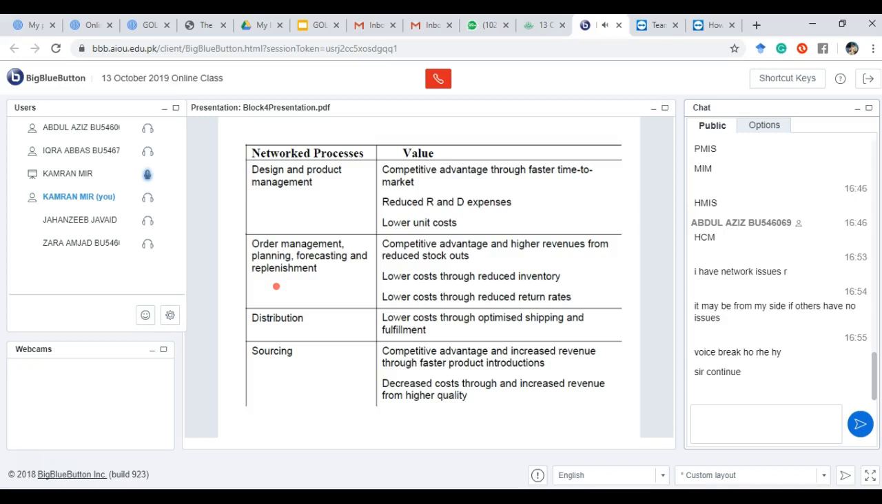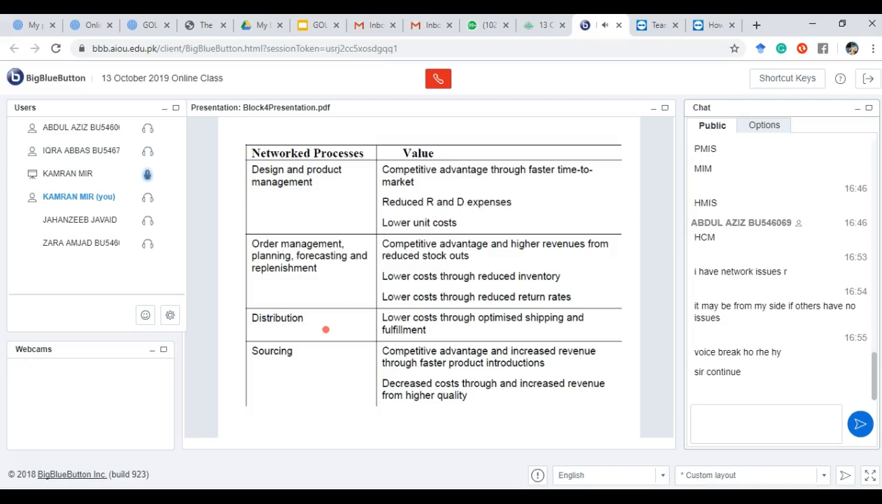Like, let's say we've got 10,000 of demand every week, and with better forecasting the company will know that it needs to order these kinds of things in the future from the market, and then you order the things accordingly, and that helps you because you don't have to keep your stock in the warehouse for a long time. So that helps you in reduced cost, and that is why it says higher revenues and things like that. The next one is distribution, lower costs to optimize shipping and fulfillment.